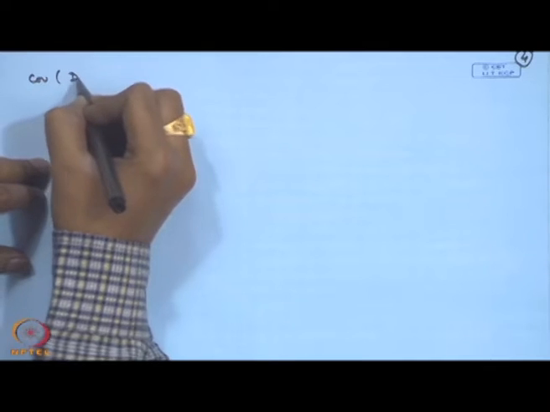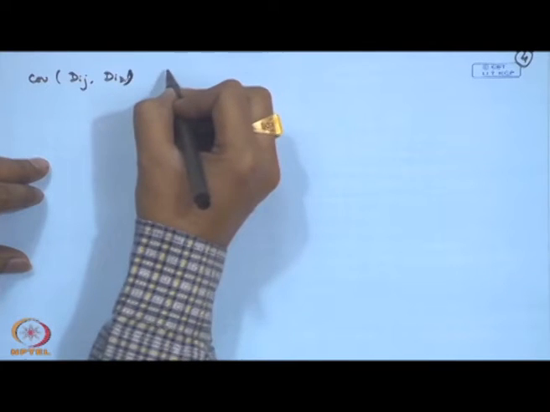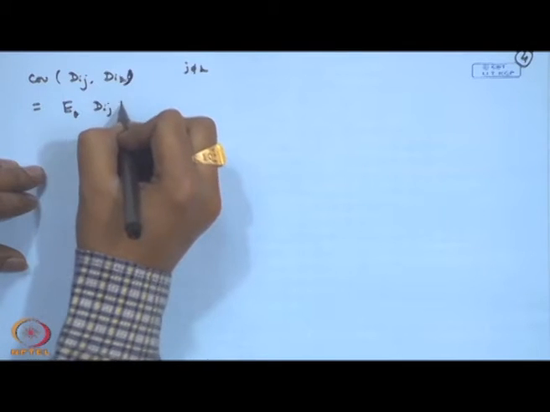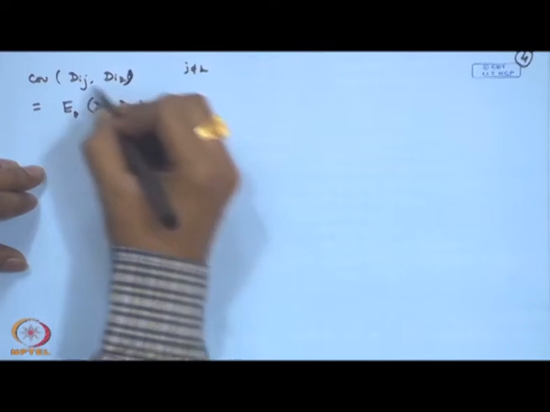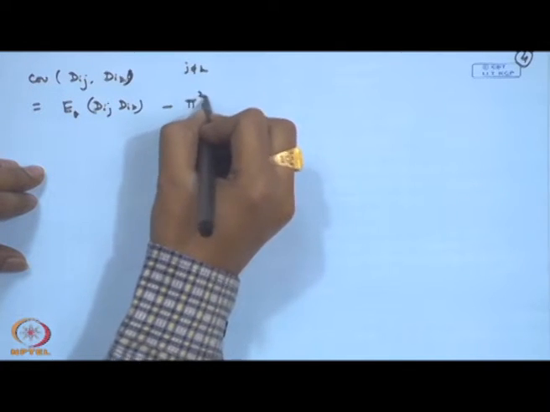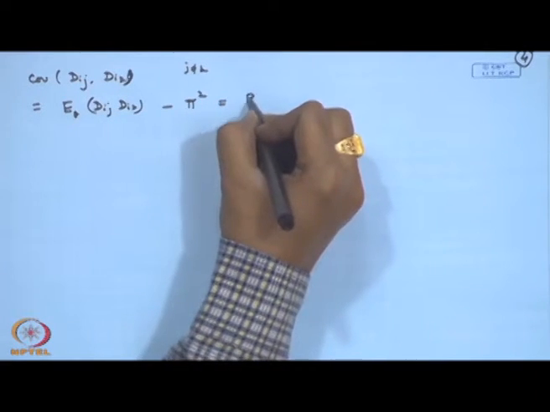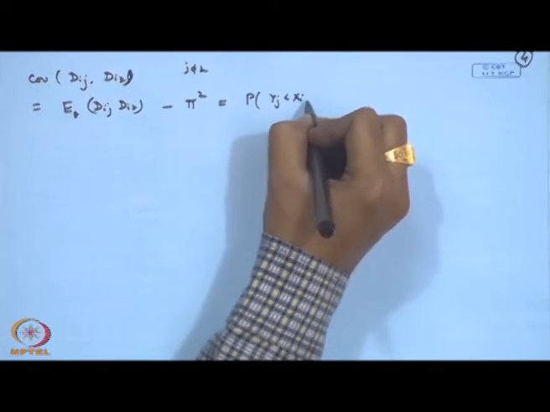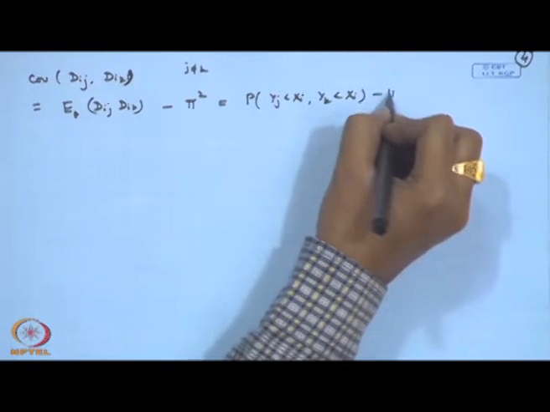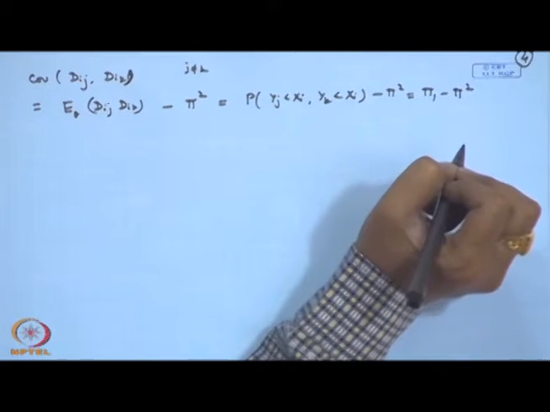Covariance between d I j and d I k, where j is not equal to k, is equal to the expectation of d I j d I k minus the individual expectations, that is expectation of d I j into expectation of d I k, that is pi square. Now, this term is going to be 1 when you have y j less than x I and y k less than x I for j not equal to k, but this value we have assumed to be pi 1. So, this is becoming pi 1 minus pi square.